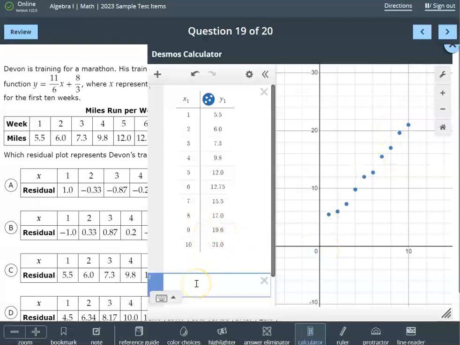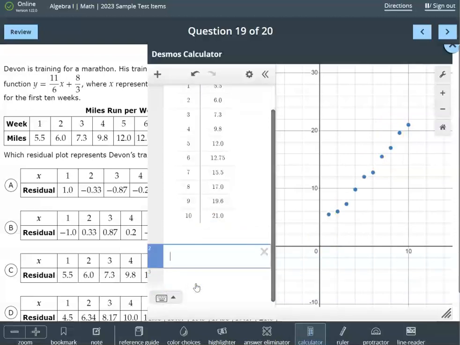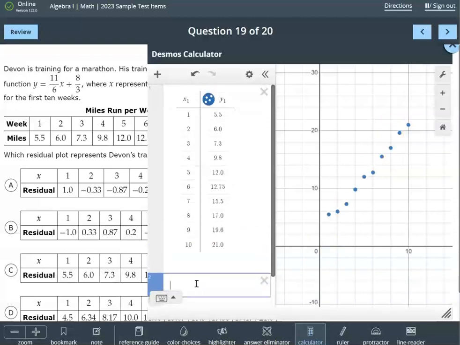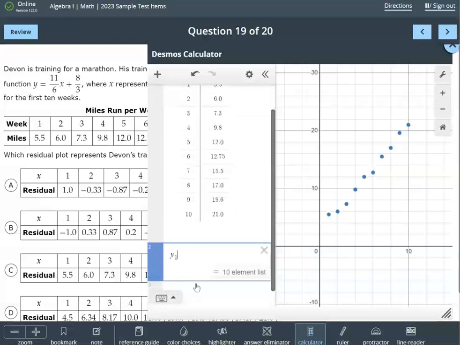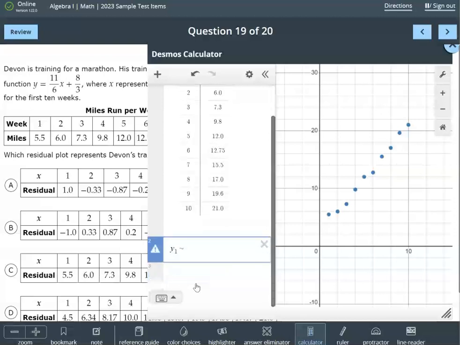So the next thing I'm going to do is create a regression equation. Now this equation will not be the same as the one given in the test, but it's pretty close, and it should help us to narrow down our answer choices or even get the answer without even using the equation we were given. So to create this, type Y and then type a 1. You don't need to type anything special, just type a 1. Then type tilde. Now if you've not found tilde on your keyboard, you shift and press the button to the left of 1 on your keyboard, and you will see the tilde.